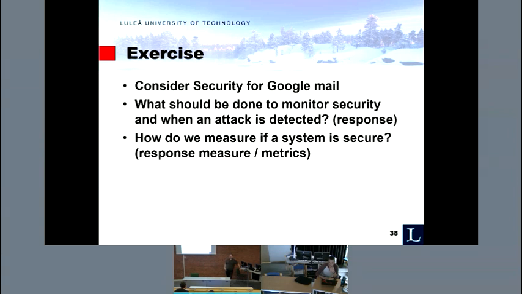Again, let's have a short discussion on, guess what, Google Mail, for security. Pick one case and consider for that security case what can be done to monitor this security issue when an attack is detected, and how can we measure whether your software architecture design has actually addressed such a problem? What are the metrics? How do you measure whether it's secure or not? So let's have 2 minutes or so.